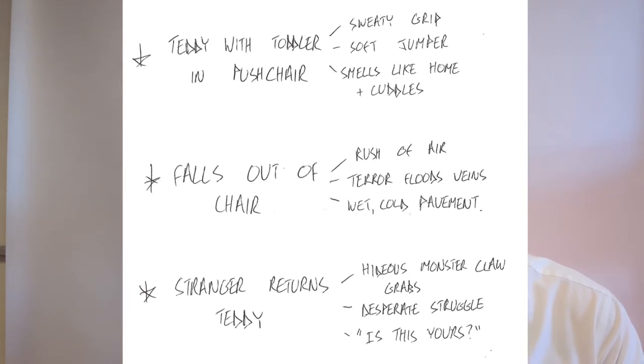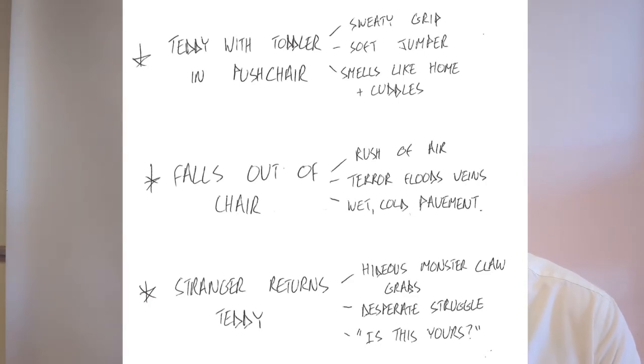On that first bit, when the teddy is with the toddler in the pushchair, we're going to talk about the sweaty grip of the toddler. We're going to talk about the soft jumper and kind of snuggling into that soft jumper. We're going to say that it smells like home and cuddles. Now, the reason we're doing that is we're going to get loads of good description in there. We've got a language device, we've got a simile that we're going to use in there.